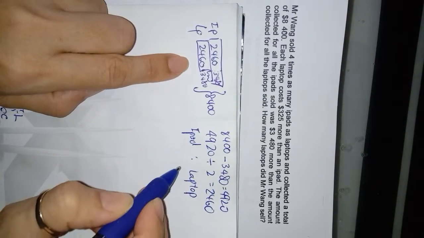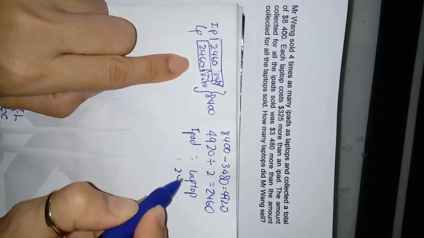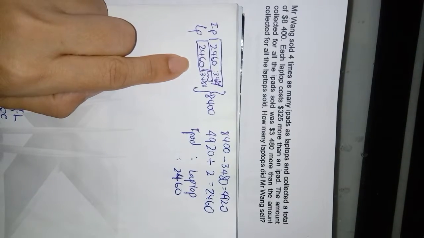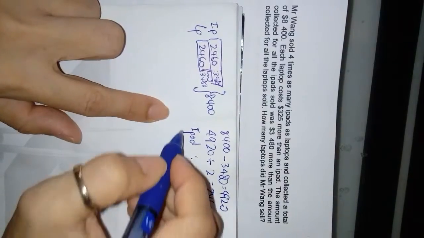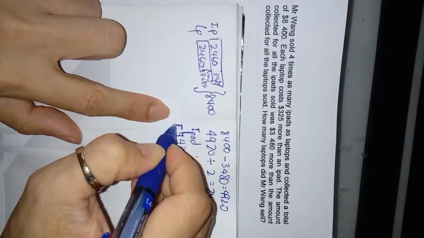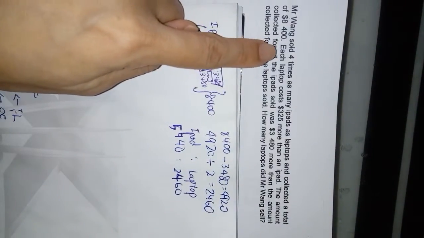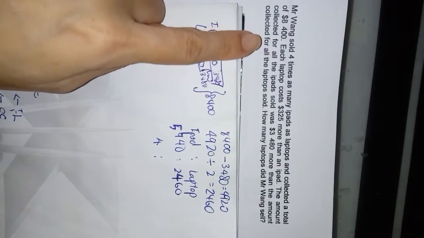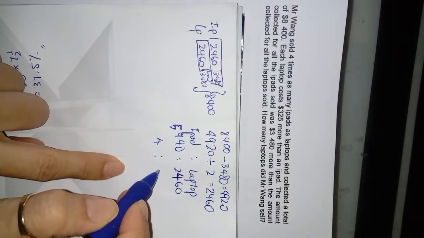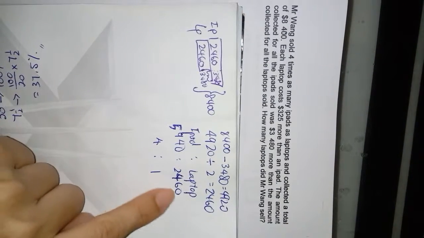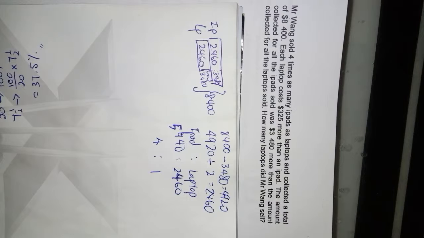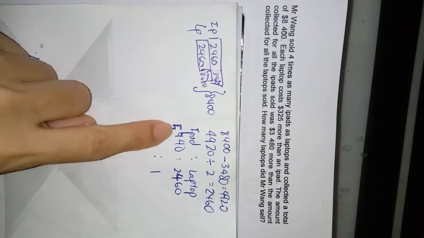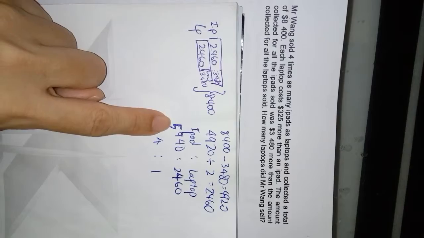Now look at this. How much? You got 2,460 for your laptop. You got 3,480 for iPad, you collect more, right? 5,940. Am I right? Now, do you remember the first part? They said that he sold 4 times as many iPad to laptop. So this is actually 1 unit. 1 unit is 2,460, right? So what is the 1 unit for my iPad?